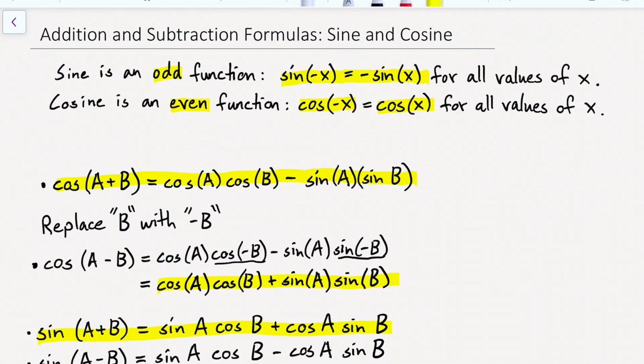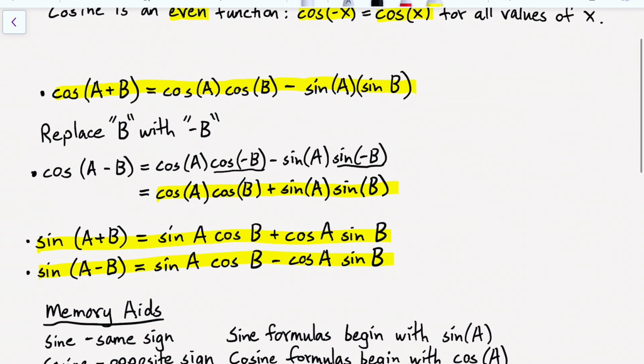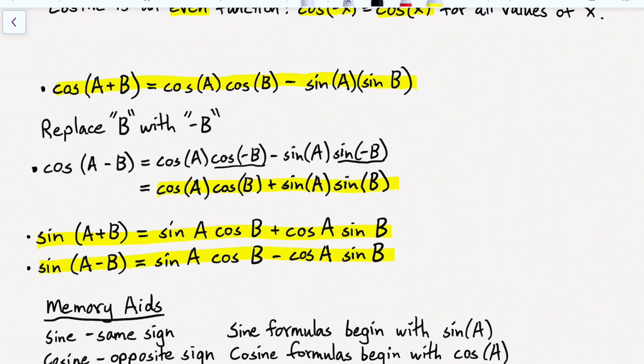In a similar way, we have identities for sine of a plus b and sine of a minus b. Now, I will admit that this is a lot to remember. However, there are some common patterns among these four identities. Some memory aids that we may be able to use. Notice that the sine formulas have the same sign, positive or negative sign, as we see in the angle addition or subtraction. If we are finding the sine of a plus b, we will be adding together some terms. If we are finding the sine of a minus b, we will be subtracting some terms.